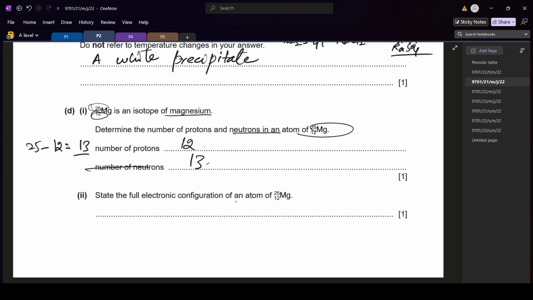State the full electronic configuration of an atom of magnesium 25. So here we have a magnesium atom and it has 12 protons, so it means we'll have 12 electrons as well. So it's going to be 1s2, 2s2, 2p6, and 3s2.